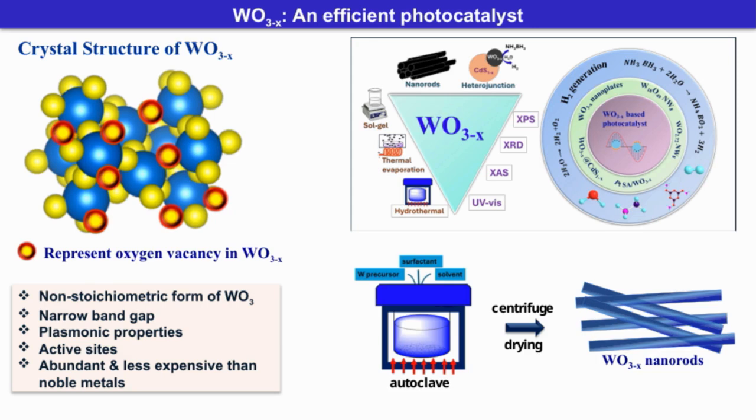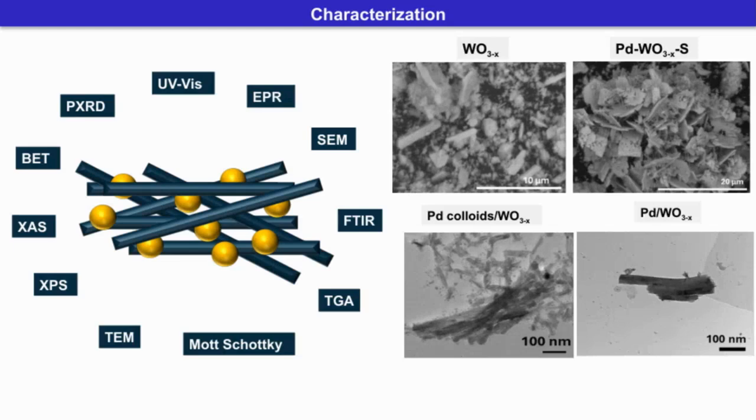Overall, WO3-x stands out as an efficient photocatalyst because of these combined features: its unique electronic structure, plasmonic behavior, abundance, and cost-effectiveness, all contributing to its potential in sustainable energy and environmental solutions.